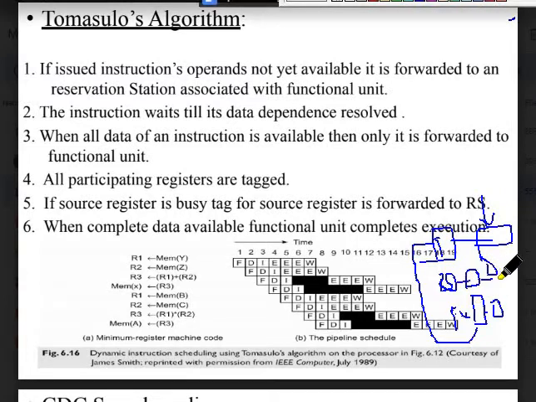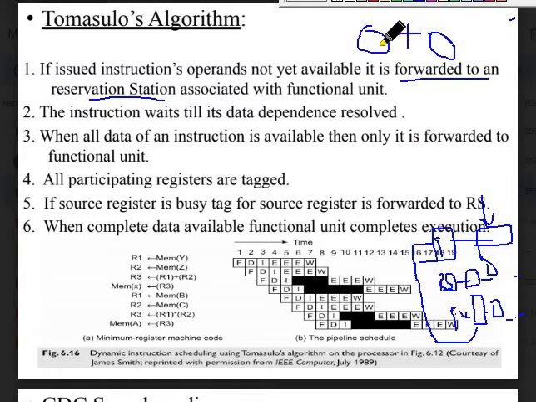Like this, there will be some set of functional units and reservation stations. Now, if I want to perform a plus, but the data of both operands is not yet available, at that time keep that plus instruction in the reservation station. Every functional unit is associated with one reservation table or station.